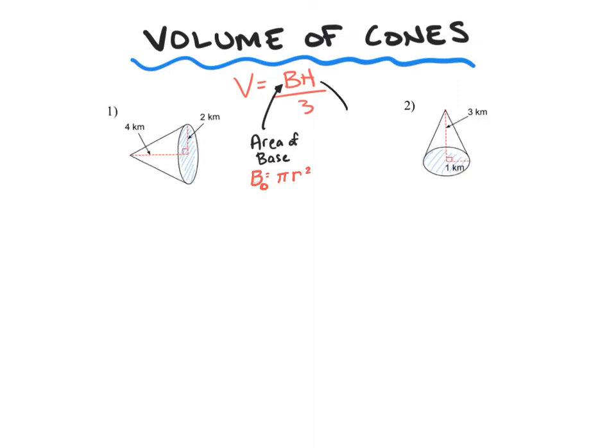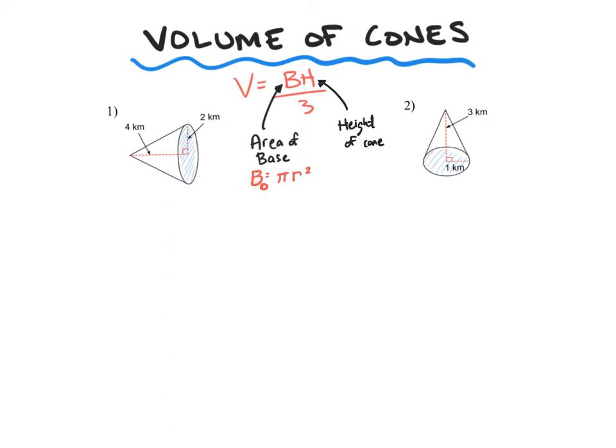And just like before, h stands for the height of the cone, which is perpendicular to the base. So very similar to pyramids, but all the capital B's are going to be circles, so we'll have to use pi times the radius squared. All right, let's jump into this first example.